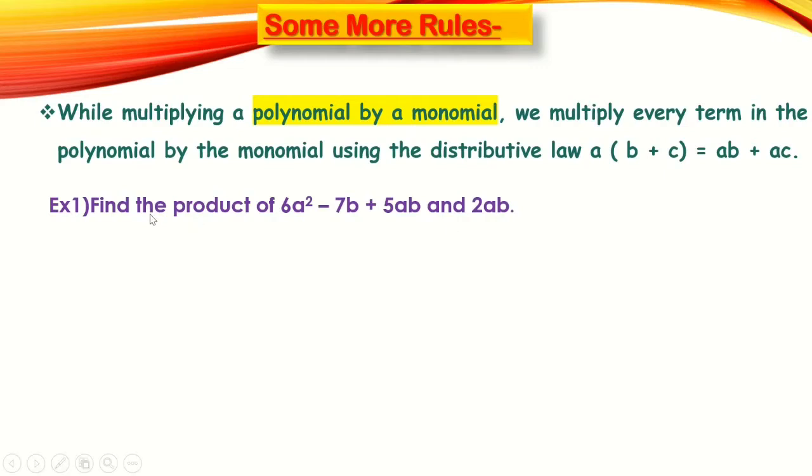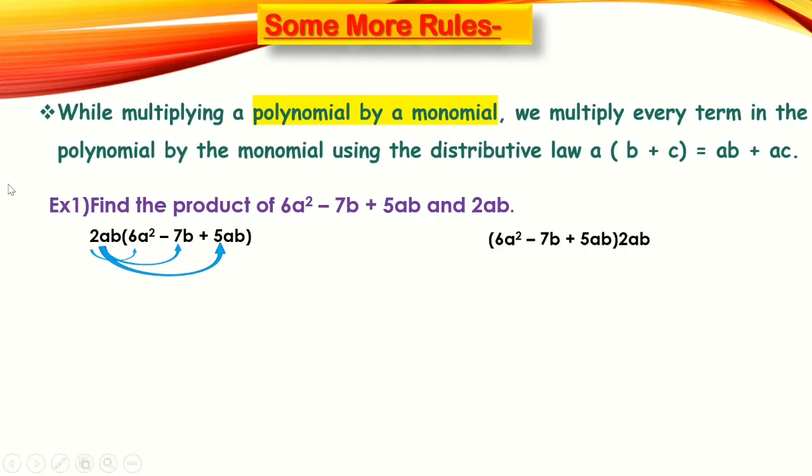So when we have to find the product of 6a square minus 7b plus 5ab and 2ab, how can we do this? Let's see. Either we can multiply it in this way, that 2ab is getting multiplied with the whole polynomial, or we can write it in another way also. Let's see first how we should multiply the terms over here. So 2ab, what is the rule actually? This 2ab will get multiplied with each term in the polynomial.